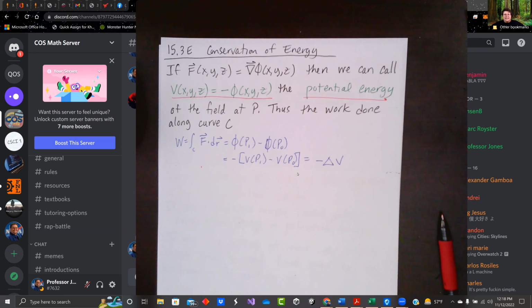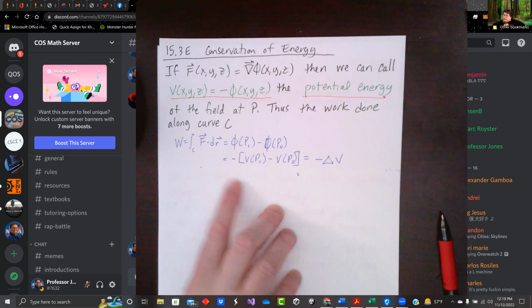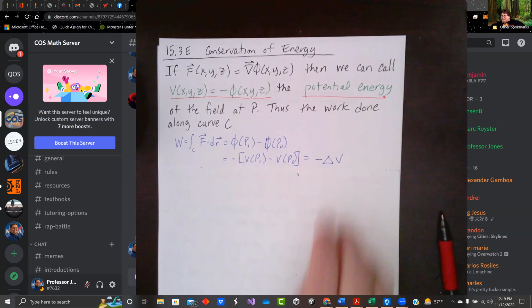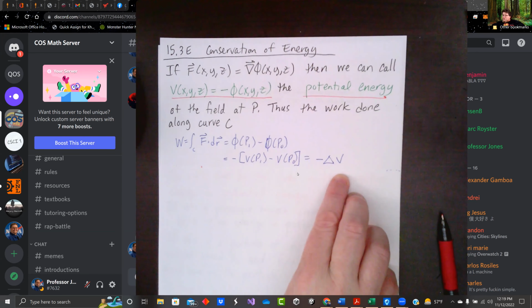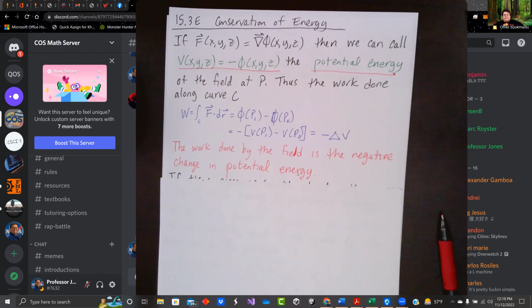Thus, the work done along C, if we do the line integral along C of F dot dr, we get the work. It's phi of P1 minus phi of P0. And if we move the negatives over, it just makes the whole thing negative when we change it to V. So this is a negative change in the potential energy. The work done by the field is the negative change in potential energy.